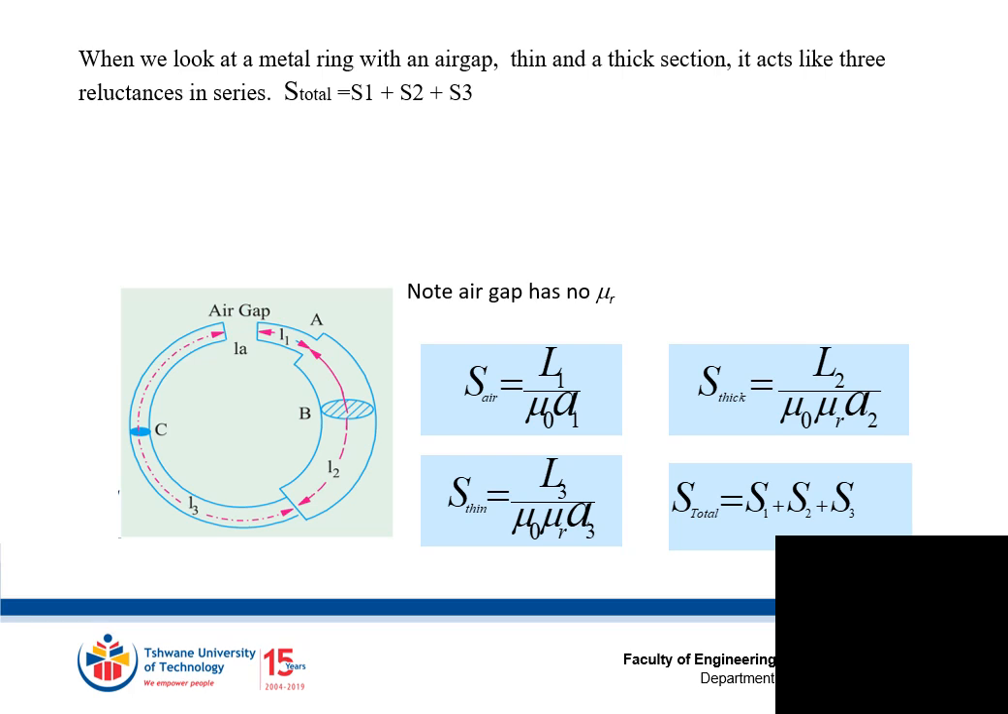Then the second one will be the reluctance of the thinner section. So it will be L3 divided by mu naught times mu R times A. So we include both relative permeability times permeability of free space, then times A. Then the last one will be L2 divided by mu naught mu R times A. Then we add the three to get the total reluctance.